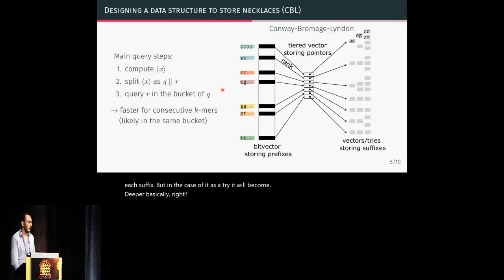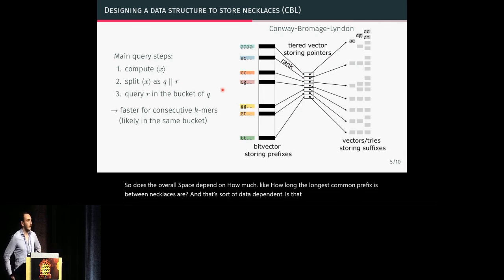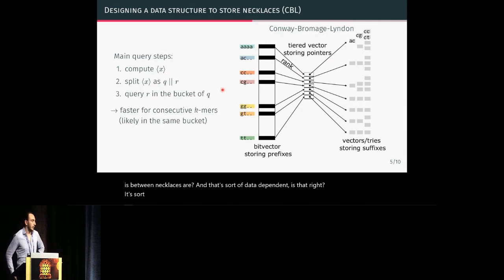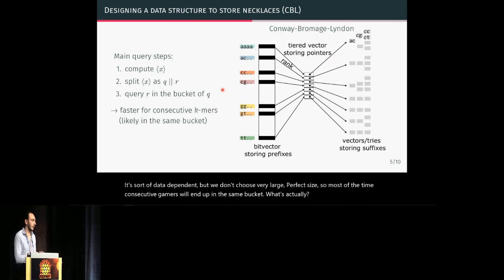So does the overall space depend on how long the longest common prefixes between necklaces are, so that it's data dependent? It's somewhat data dependent, but we don't choose a very large prefix size. Most of the time, consecutive k-mers will end up in the same bucket. What actually causes the change is that the prefix gets rewritten when you arrive at the end of the series, basically.